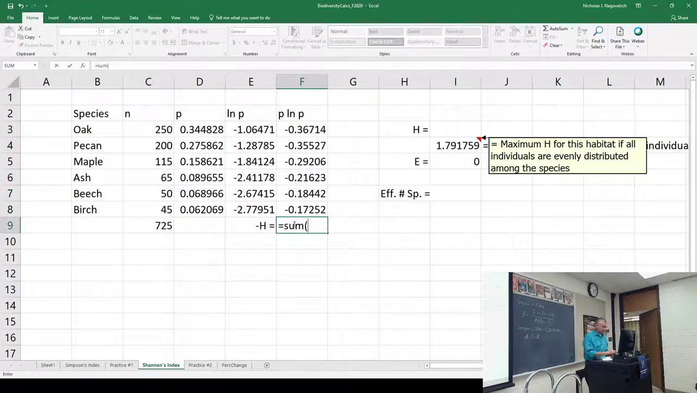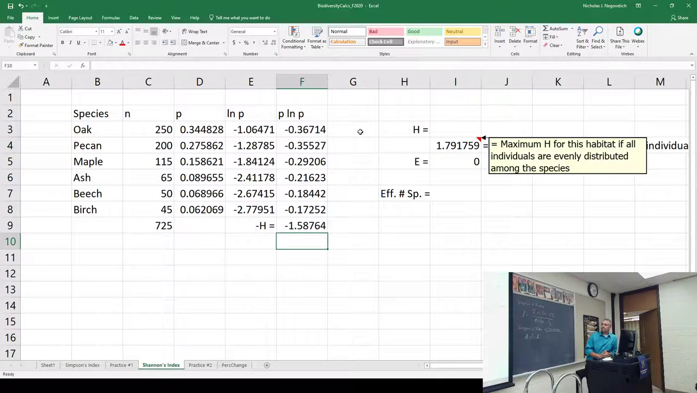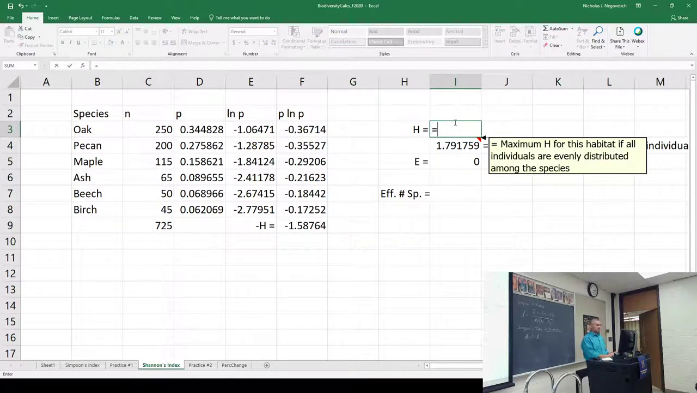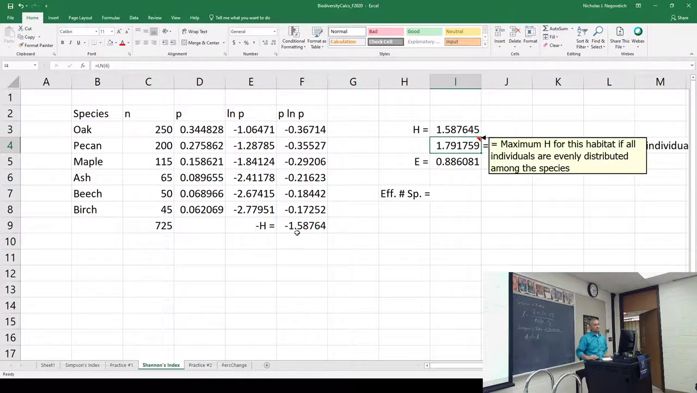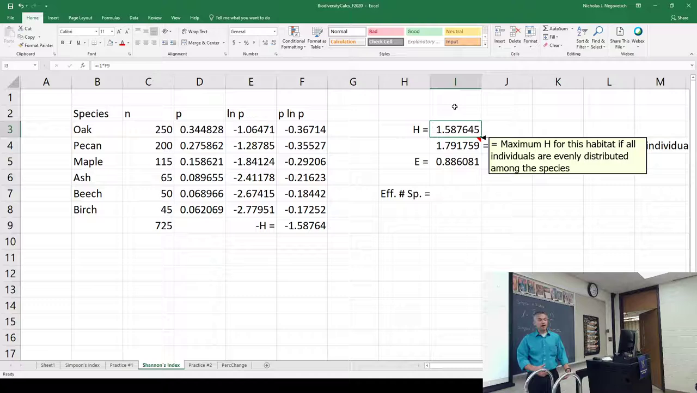Now I need to take the sum. So I'm going to take the sum of that entire column, and I get negative 1.58764. Should it be negative? Yeah, we're dealing with all negatives. So this isn't Shannon's index yet. This is actually the negative of Shannon's index. What we want is the positive value. How do we get the positive value? Well, I can do negative 1 times that. Or ABS for absolute value. That'll work because we're working in a positive.